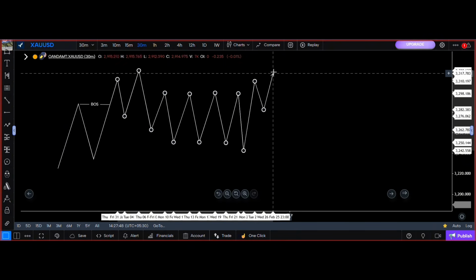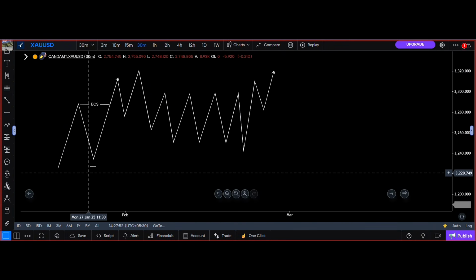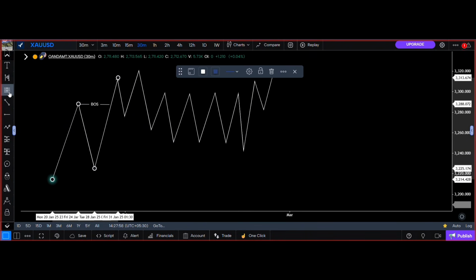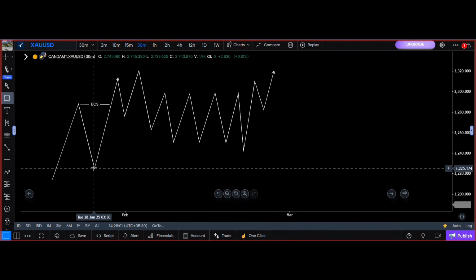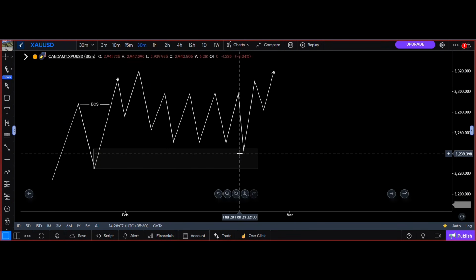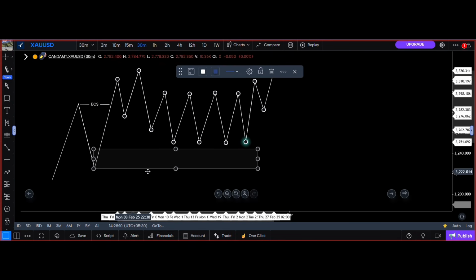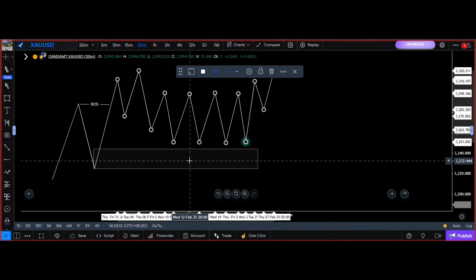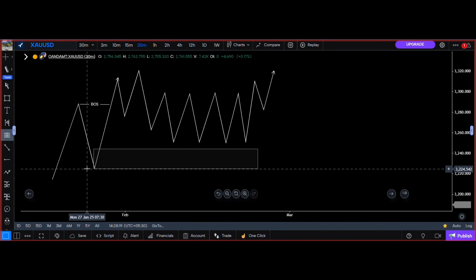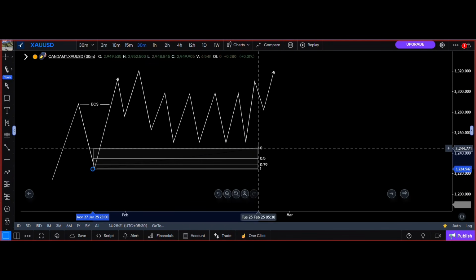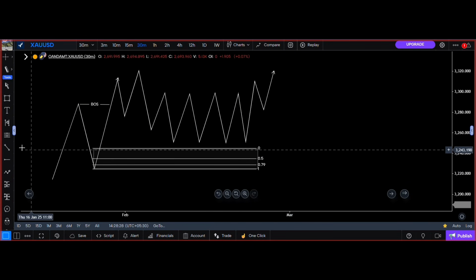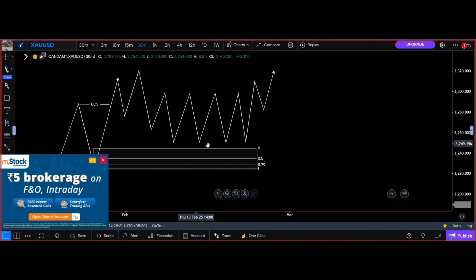Our demand zone is here. So this is our demand zone. Let's say it's a big area. We'll take the 50% of the zone. For example, it is a 400 pips demand area.